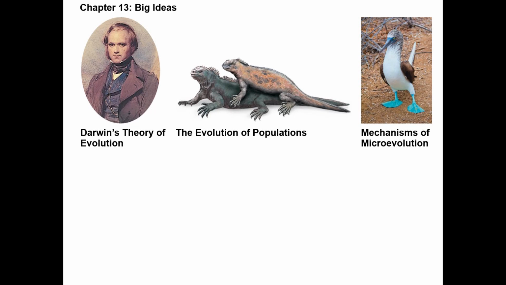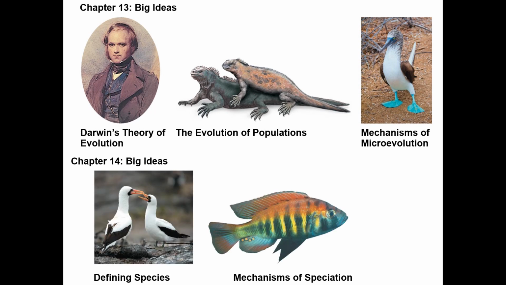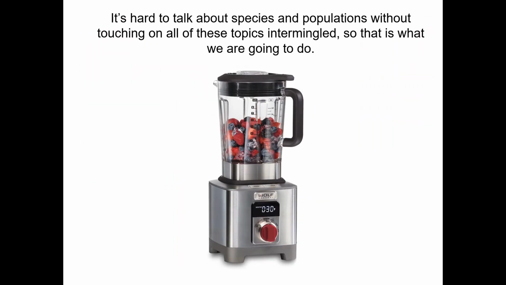The last topics that we're going to deal with this semester are surrounding evolution. This is often divided into multiple chapters depending on what kind of book that you're reading. So it might be divided like it is here in 13 being the theory of evolution, how populations evolve, and specific ways that evolution occurs. Another chapter might define what species are and how species occur. I find that it's really hard to talk about species, populations, and evolution without touching on all of these topics intermingled. So that's what we're going to do.